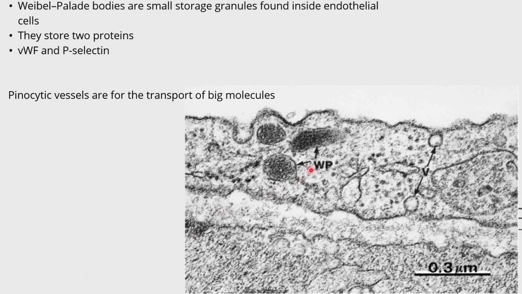Now, as we can see here, we have Weibel-Palade bodies. Now, these are small storage granules that are found inside the endothelial cell. This is the endothelial cell. And you can see they store two proteins, VWF and P-selectin. Now, VWF is released from these bodies when the endothelial cell is damaged. And the P-selectin, on the other hand, is released when there is an infection. Now, this is a phospholipid bilayer, meaning that substances cannot just diffuse through it. And for large molecules to pass through, we have these pinocytic vesicles.